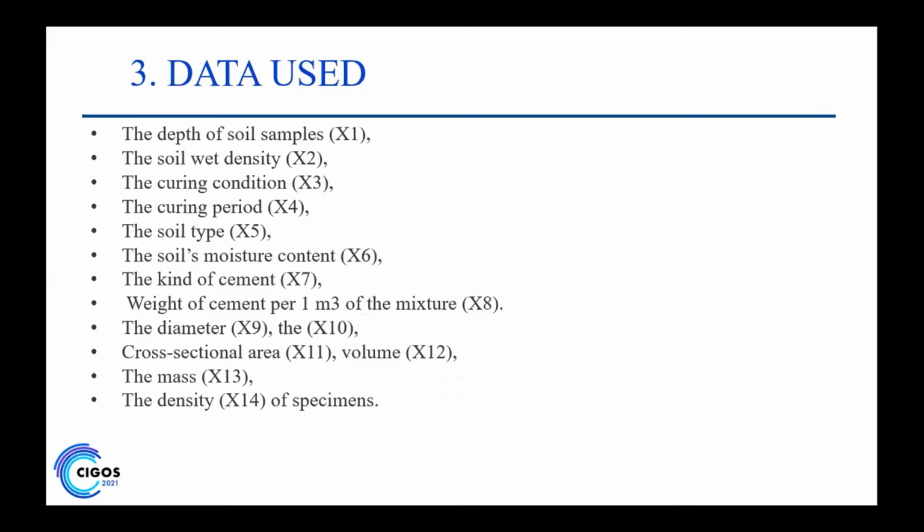Please quickly. In this, the depth of soil sample as x1, the soil wet density as x2, the curing condition as x3, the curing period as x4, the soil type as x5, the soil moisture content as x6, the kind of cement as x7, weight of cement per 1 curing meter of the mixture as x8, the diameter as x9, the cross-section area as x11, the mass as x13, the density as x14.